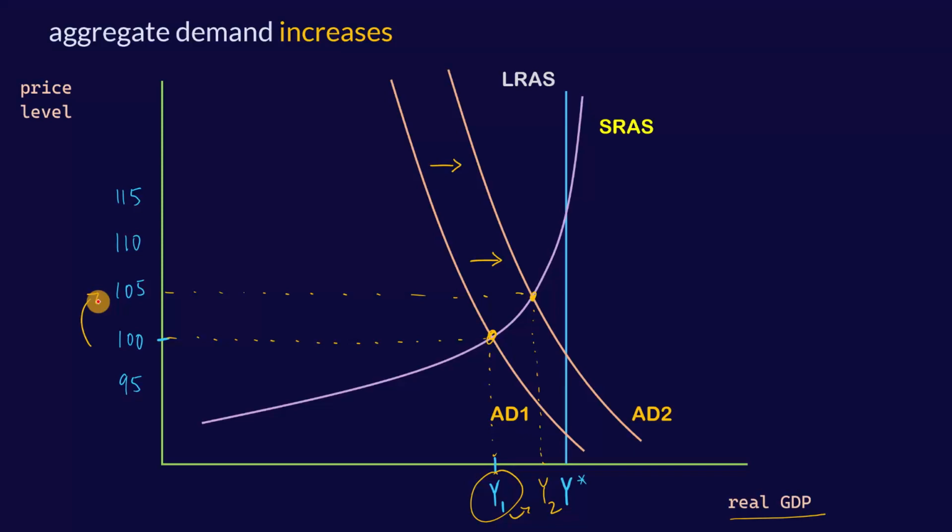Okay, so aggregate demand increases. That means that, according to this model, GDP has to increase. The price level also has to increase, according to this model. And finally, unemployment.